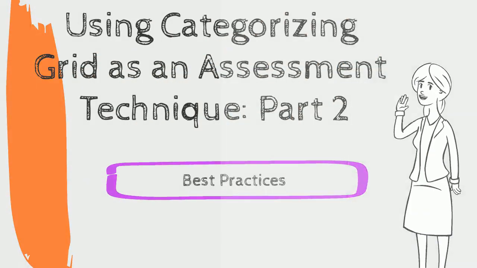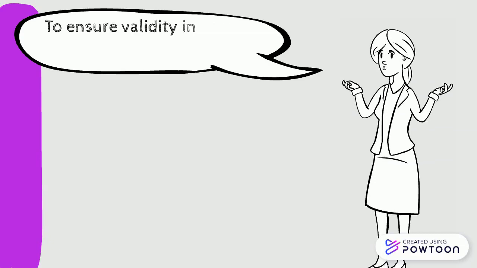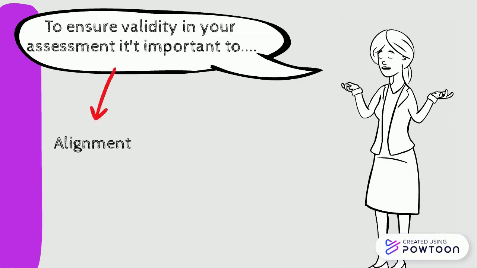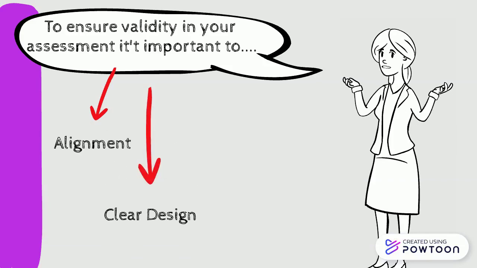So, for best practices, to ensure validity of your assessment, it's important to see if your content aligns with your learning objectives. These should be pulled directly from your syllabus or course content. The design of the categorizing grid should be clear with obvious rows and columns and include an explanation of your expectations for using the instrument.